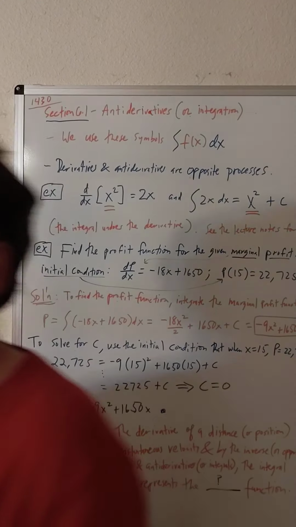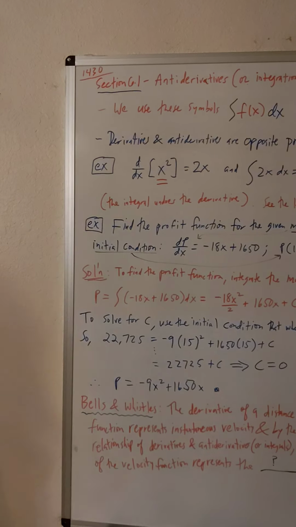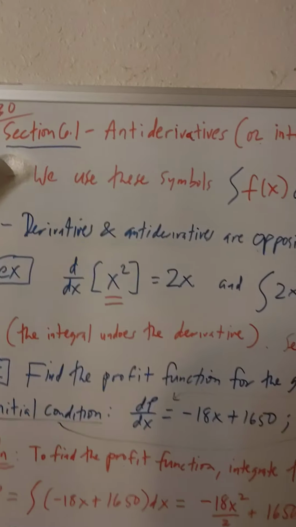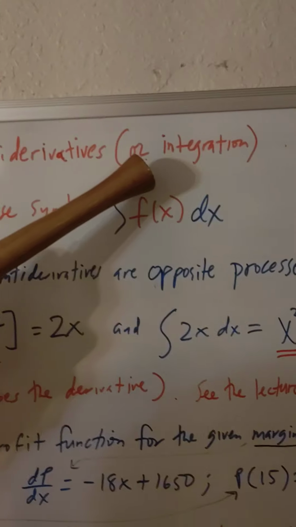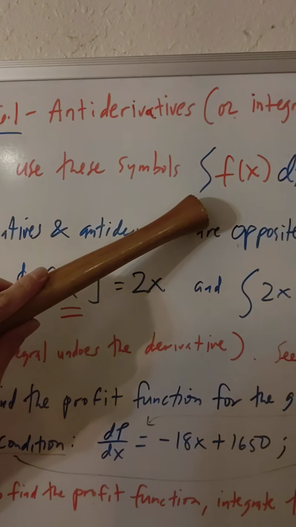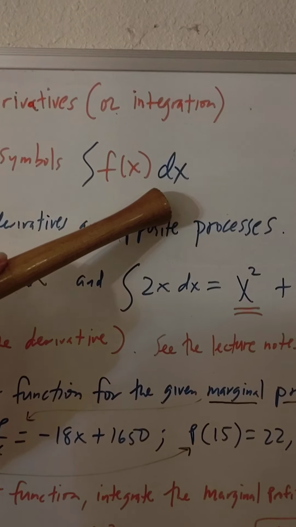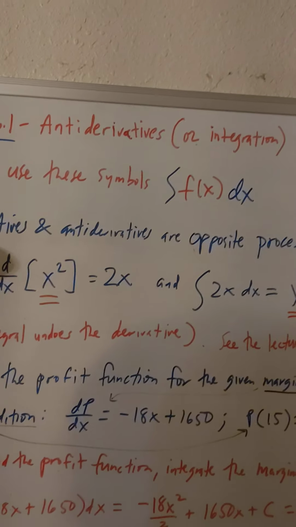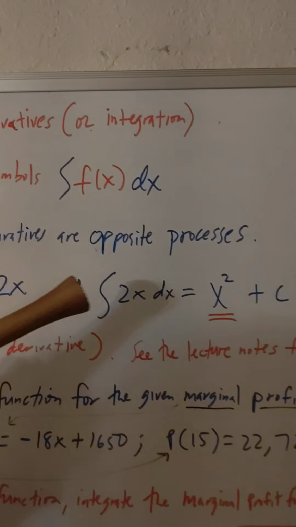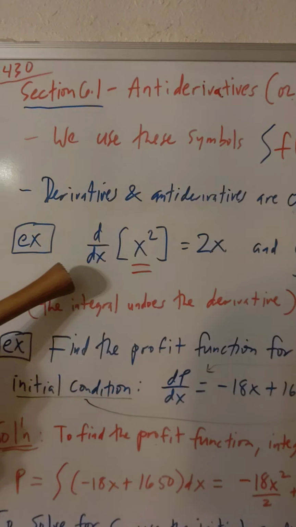So, let me get my pointer here. And here we go. Section 6.1, antiderivatives, otherwise known as integration. We use the symbols, the elongated S, f of x, dx. Derivatives and antiderivatives are opposite processes. Here's an example. We know this already.